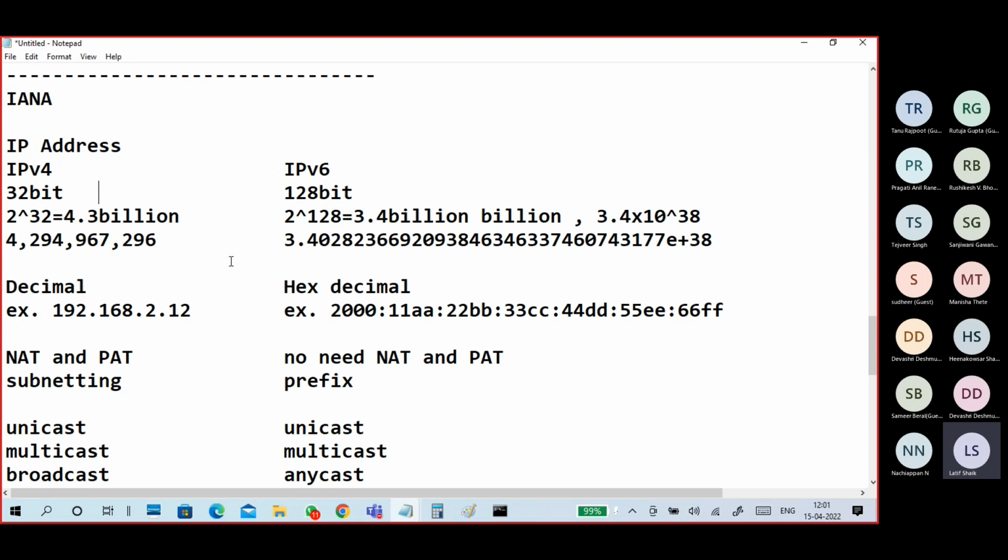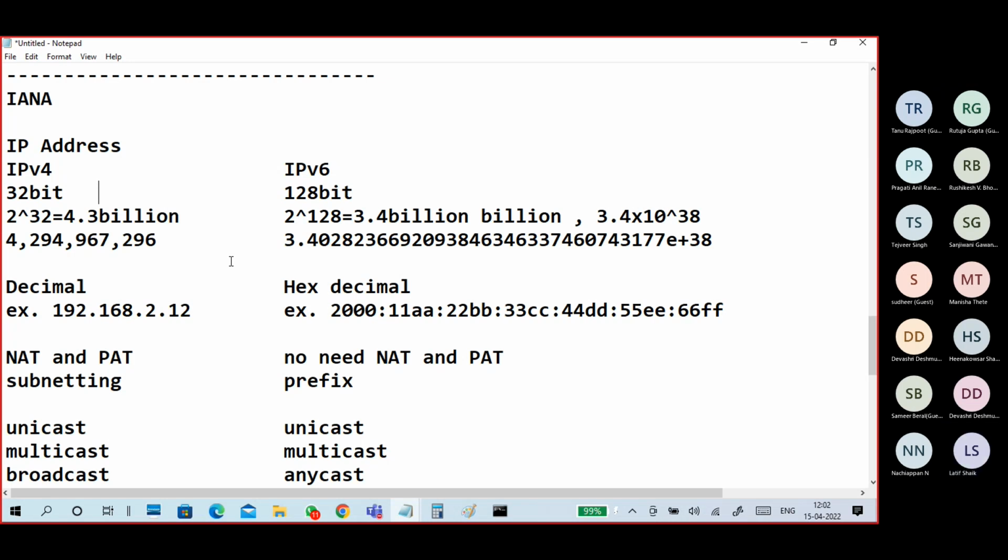It is a very big, large network. We can cover the entire globe with IPv6 addresses without using NAT and PAT. Very powerful, very secure compared to IPv4. It is a large size of IP address and a secure IP address also.